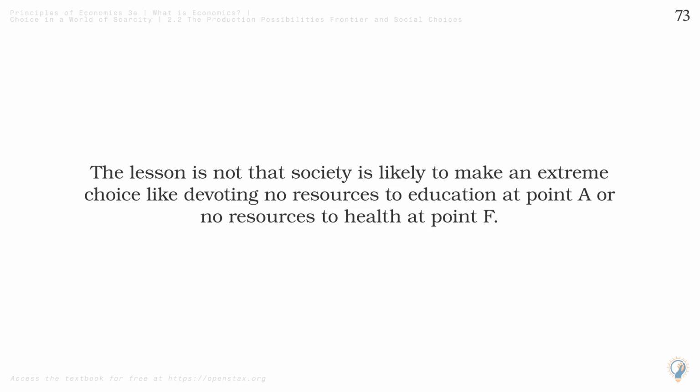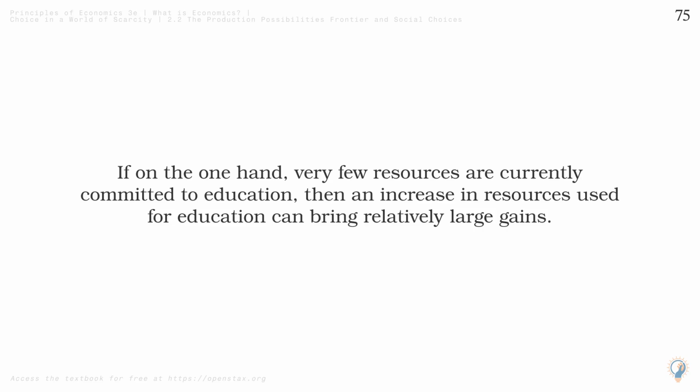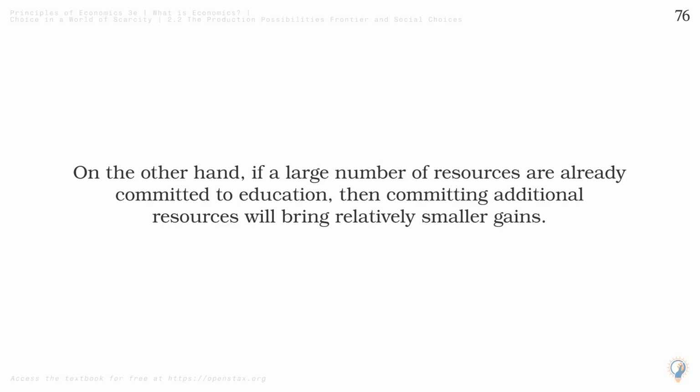The lesson is not that society is likely to make an extreme choice like devoting no resources to education at point A or no resources to health at point F. Instead, the lesson is that the gains from committing additional marginal resources to education depend on how much is already being spent. If, on the one hand, very few resources are currently committed to education, then an increase in resources used for education can bring relatively large gains. On the other hand, if a large number of resources are already committed to education, then committing additional resources will bring relatively smaller gains.